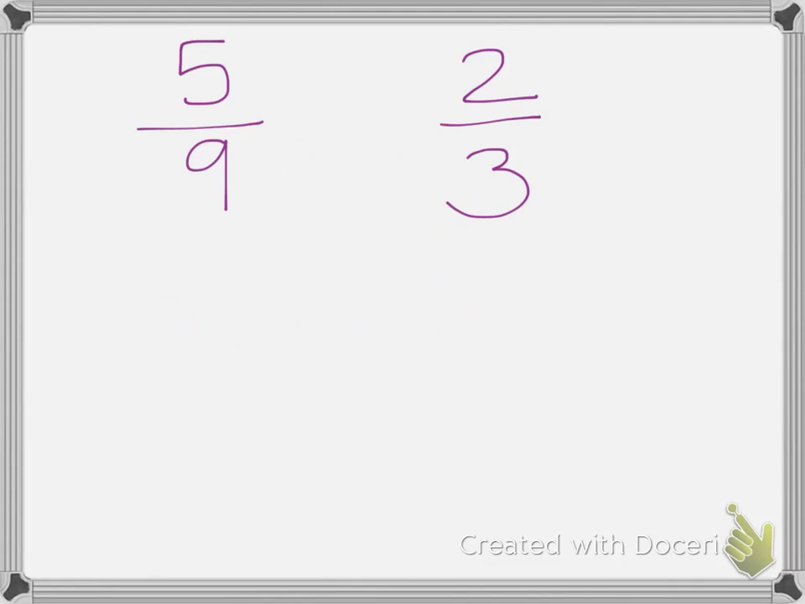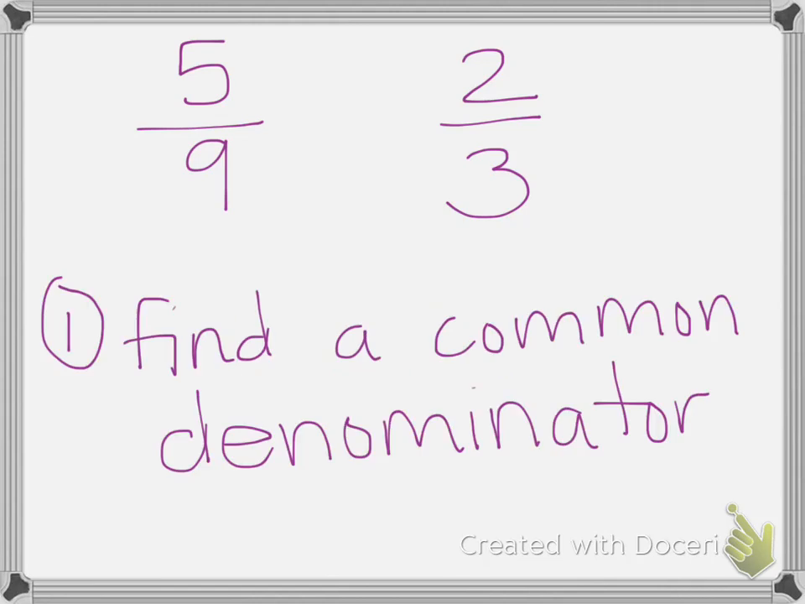The first thing we want to look at is to compare 5/9 and 2/3. We need to use less than, greater than, or equal. The first method is to find a common denominator. So you need to look at your denominators and find a common multiple between them. A common multiple of 9 and 3 would be 9. This is already a 9, so we can leave that be. Over here, we need to change this into ninths. So 3 times 3 to get 9. So up here I do 2 times 3 and I get 6.